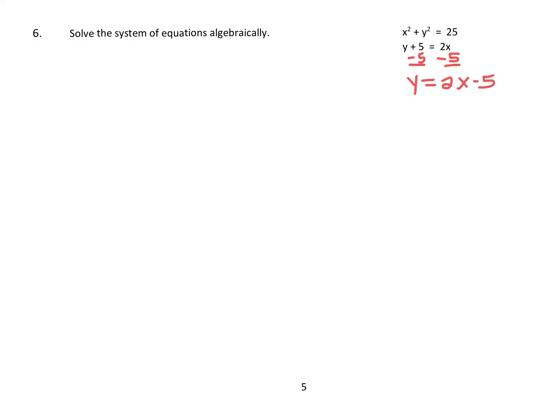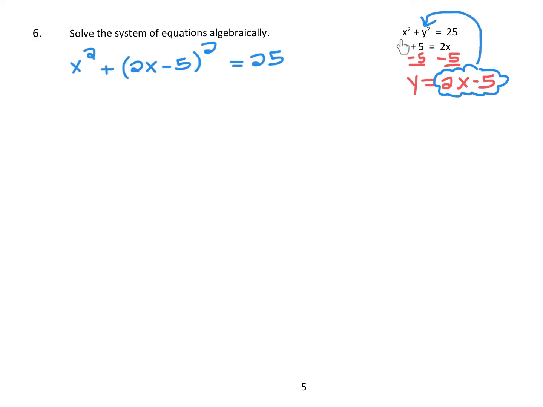Okay, so let's think about this. If y equals 2x minus 5, that's what y is equal to. Can I take this 2x minus 5 and substitute it in for y into the other equation, into our first equation right there? Basically we're going to have x squared plus, and instead of the y, I substituted it with the 2x minus 5, and then squared, and then equals 25. Make sure you put this in parentheses.